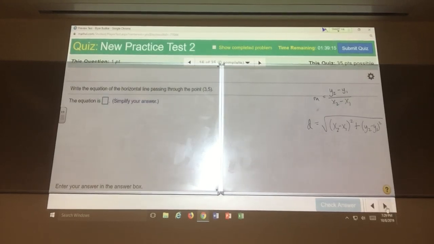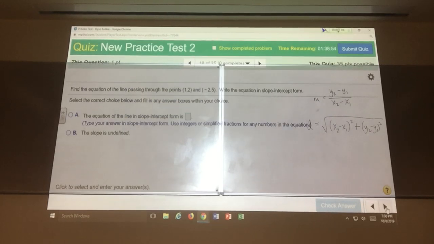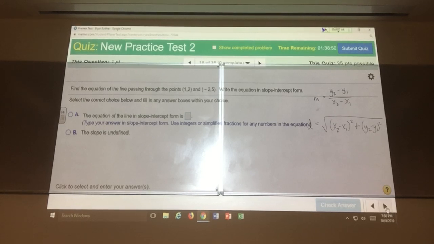Well, what would this one be? It's very quick: y equals 5, because it's horizontal, so that's y equals, and you just choose the y value of the point, right? Done. Okay. What about this one? x equals -4. Vertical is x. What about this one? Good. We had plenty of those.